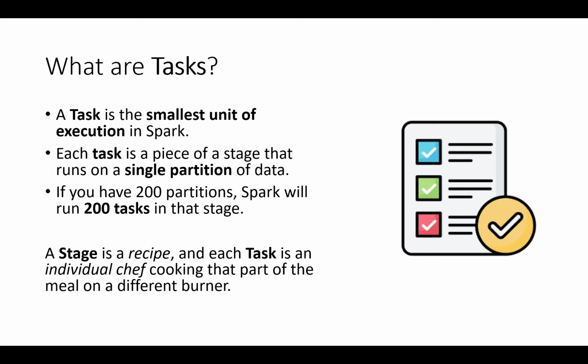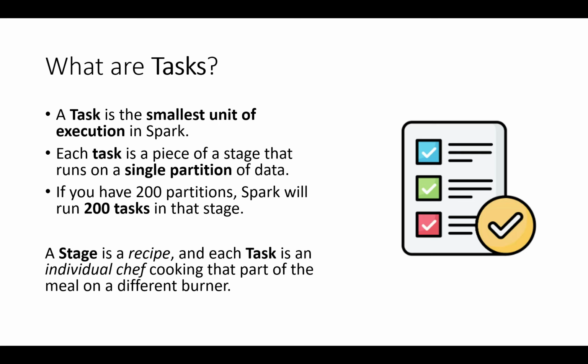Then comes the task. What is task doing? Task is the smallest unit of execution. Job will have multiple stages, stage can have multiple tasks. Each task is a piece of the stage that runs on a single partition of data. So what is stage? Stage is what runs without doing shuffles, a group of operations.